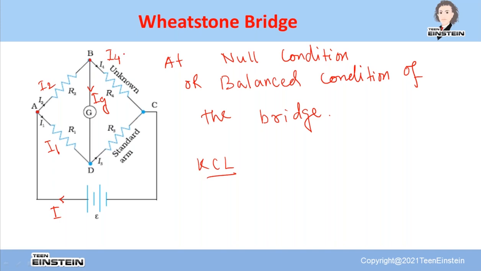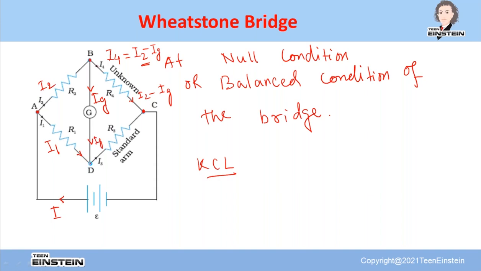Suppose the current Ig is flowing through the galvanometer, then this current I4 will be I2 minus Ig. I hope you agree with me from the KCL I am writing. So how much current comes here? I4, which means I2 minus Ig, comes up to point C.